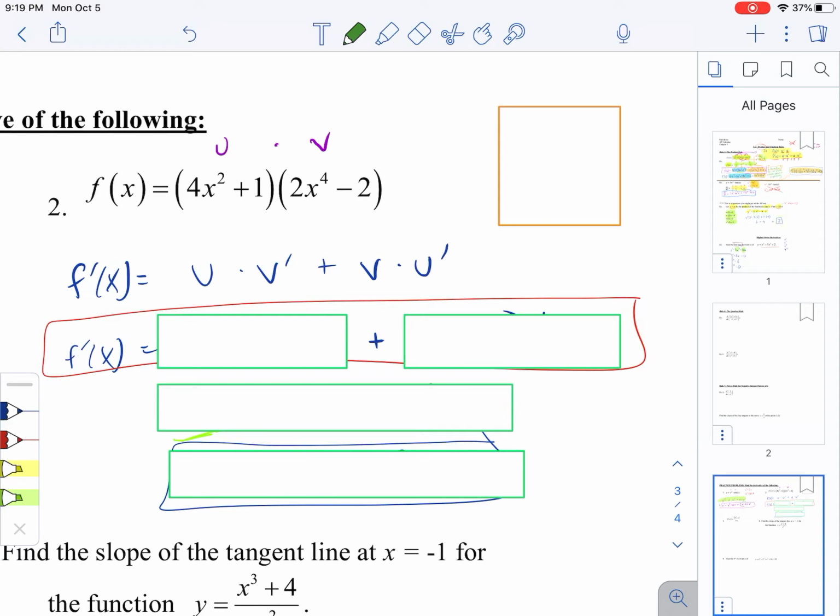Formula's there. Everybody pause right now. Find your u prime, v prime, and try the problem from scratch all the way till the end. Okay? At least stop at the unsimplified version. Try it.